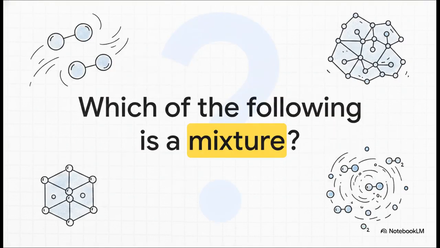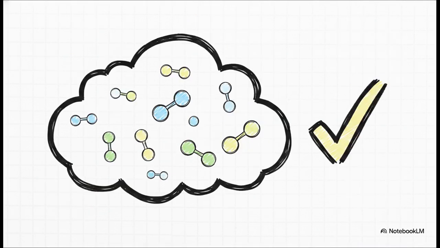All right, let's flip the script and try to find the mixture among this new lineup. We have A, oxygen, B, copper, C, sodium chloride, and D, air. Use the shortcut again, but remember, this time we are hunting for the substance that contains 2 or more things physically combined. And the answer is D, air. Air is essentially a giant physical mixture of nitrogen, oxygen, and carbon dioxide, while the other 3 options are elements or pure compounds. Oxygen and copper are elements found right on the periodic table.